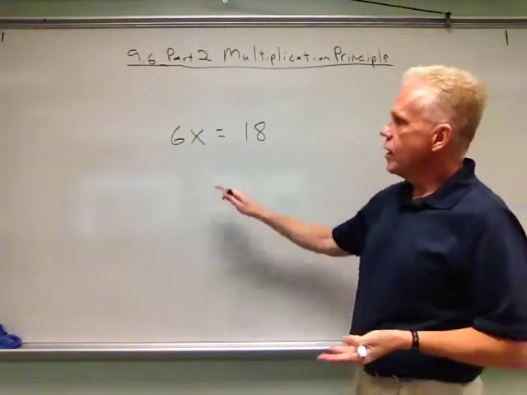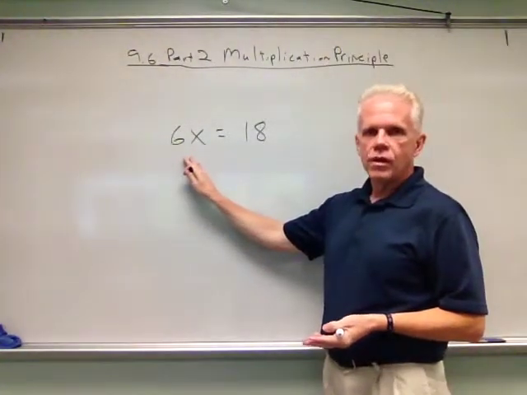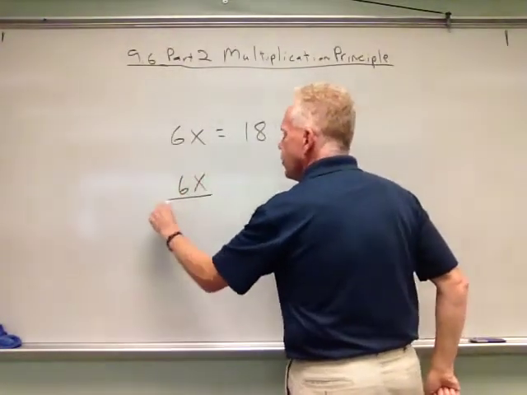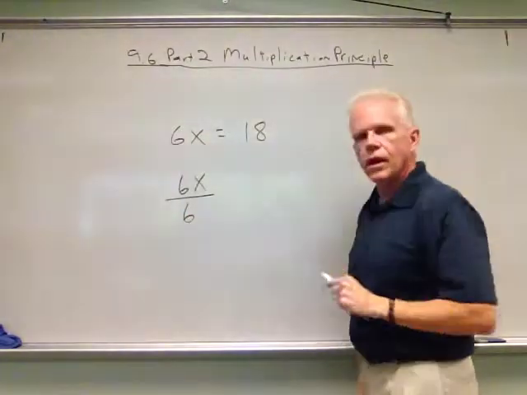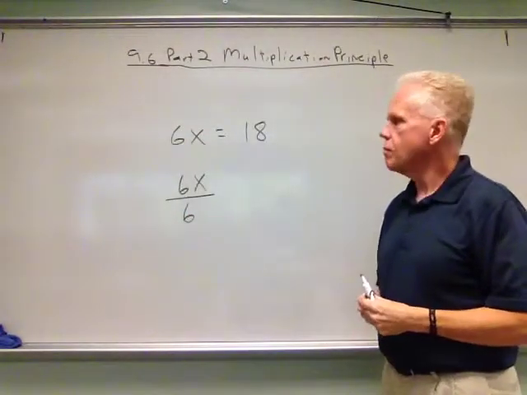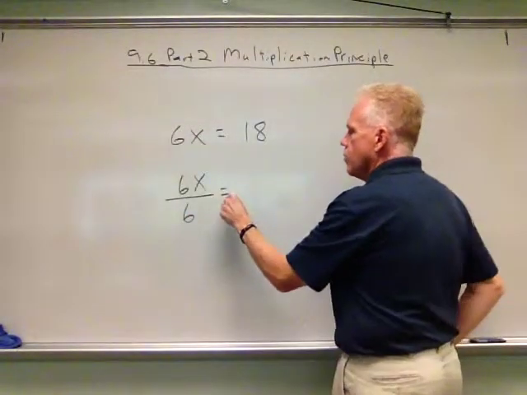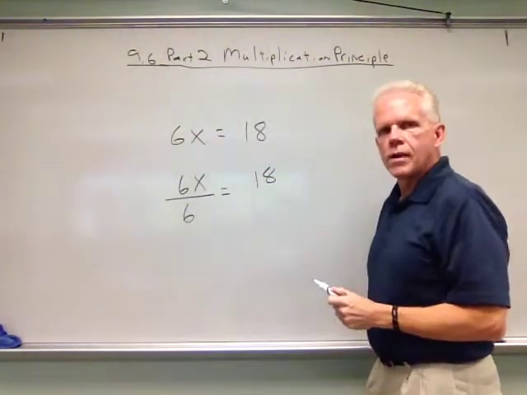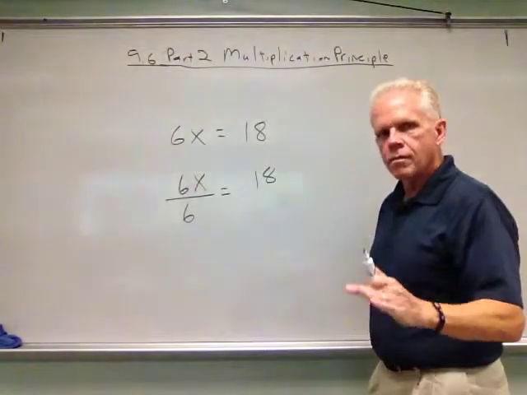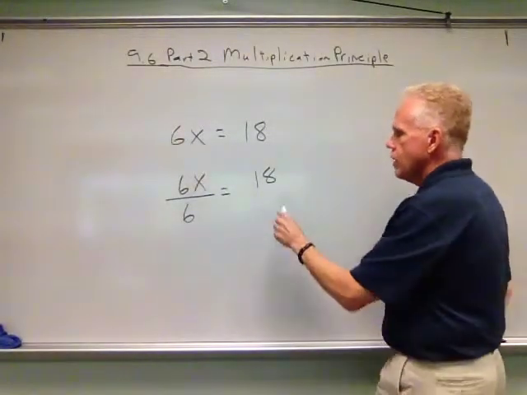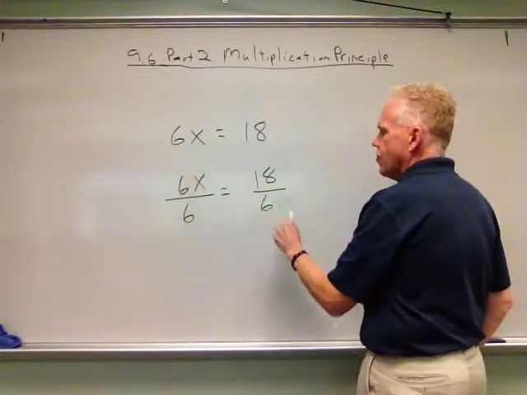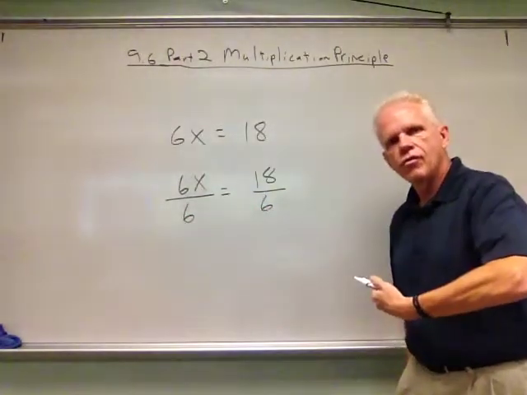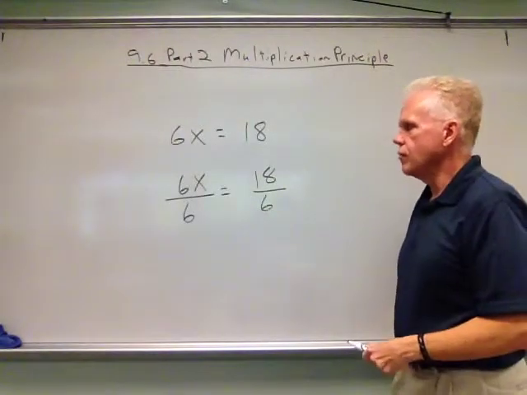Which simply says we can undo that multiplication with division. So what we'll do is take the 6x and divide that term by 6. And then we'll come over here with the 18, and if we divide the left side of the equal by 6, in order to keep the equation balanced, we need to divide the right side of the equation by 6. So whatever we divide on one side, we divide on the other side. This is how the multiplication principle works.